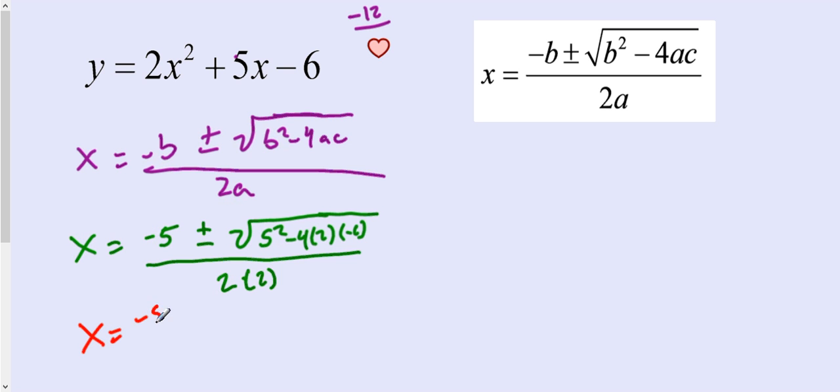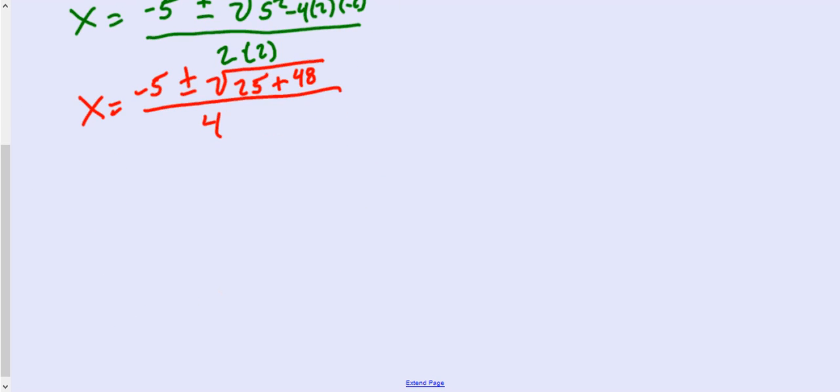So x is equal to negative 5 plus or minus the square root of 25. Oh, no, it's not. 25. Negative 4 times 2. That's negative 8. Negative 8, negative 6 gives us positive 48, all over 4. So we get x is equal to negative 5 plus or minus the square root of 25 and 48. So that gives us 73 all over 4.